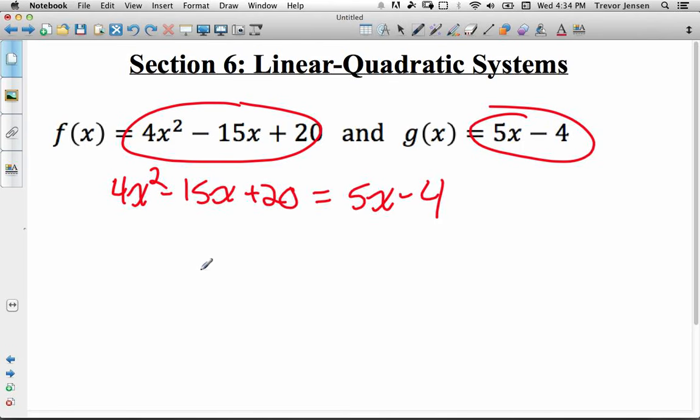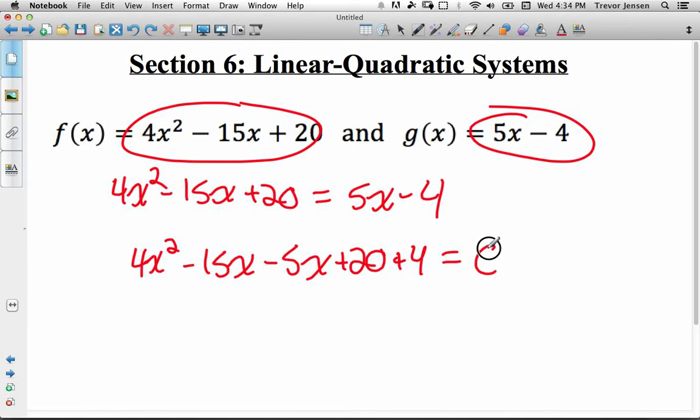So then we have to solve this. Now we talked about solving before. When solving, you have to set the quadratic equal to 0. So I'm going to bring everything to the left. Bring the 5x to the left, becomes a minus 5x. Bring the minus 4 over, becomes a plus 4. The right side is now empty, it's equal to 0. Now I'm going to collect my like terms, and then I'm going to solve.